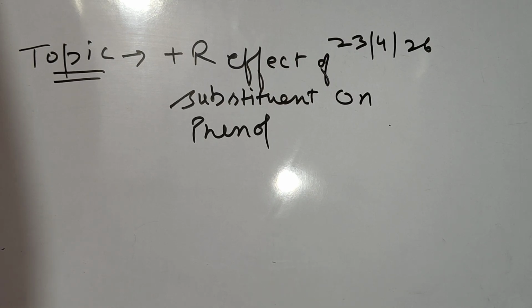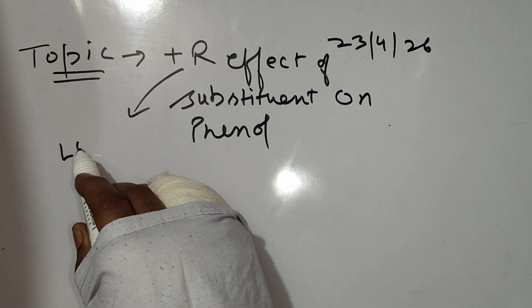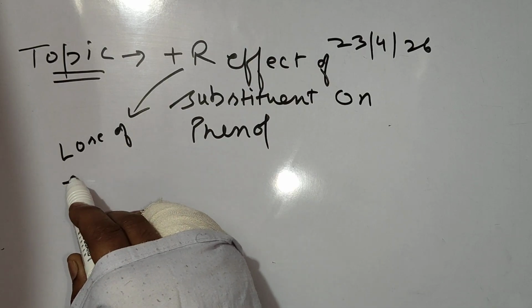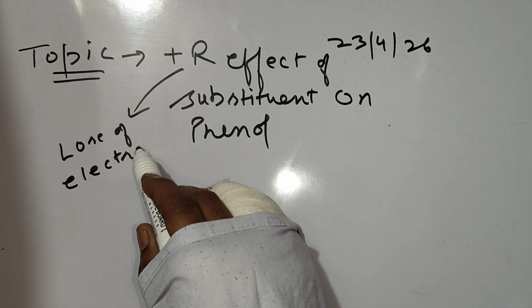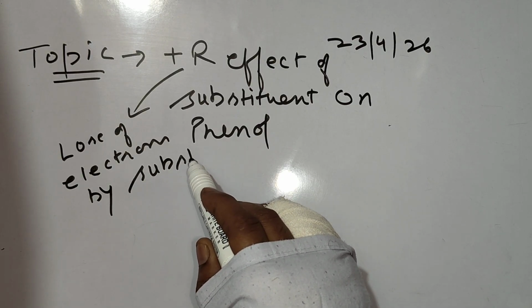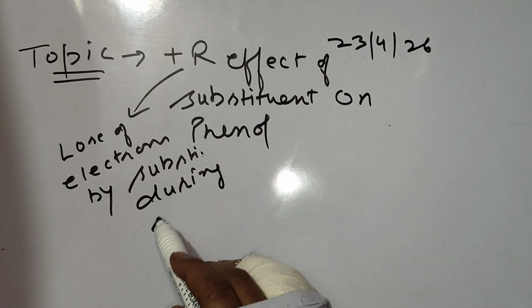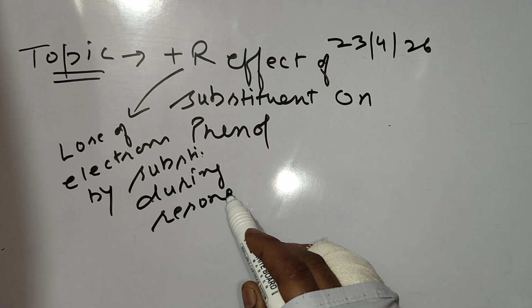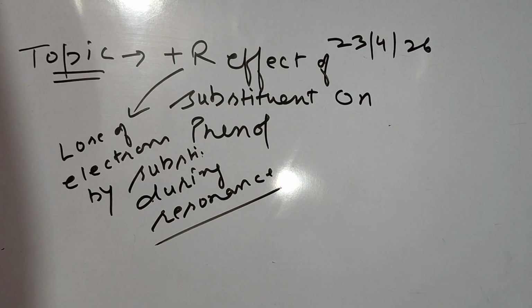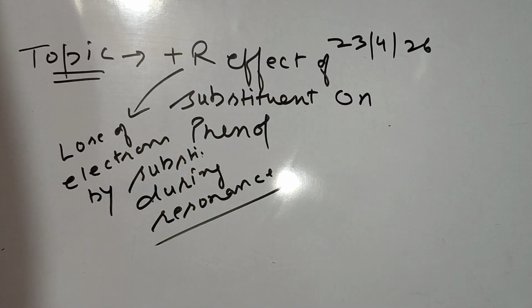After understanding minus R effect of substituent on phenol, now it's time to understand plus R effect. Plus R effect means loss of electrons by substituent during resonance. So those substituents which are going to lose electrons during resonance on a phenol are said to be showing plus R effect. Let's check the example.